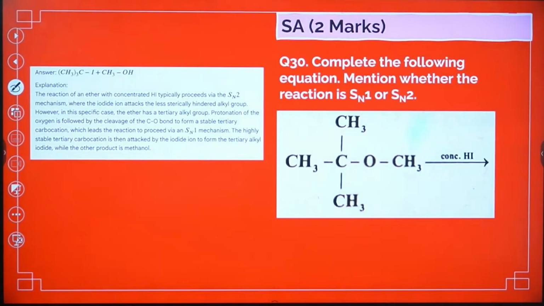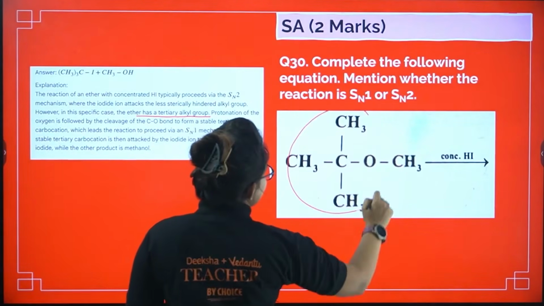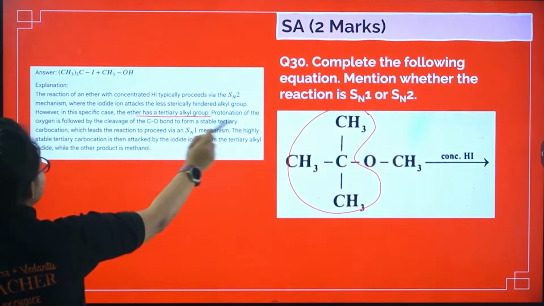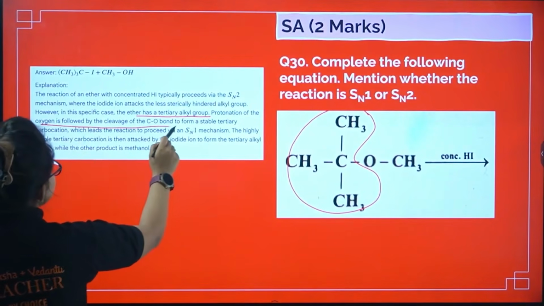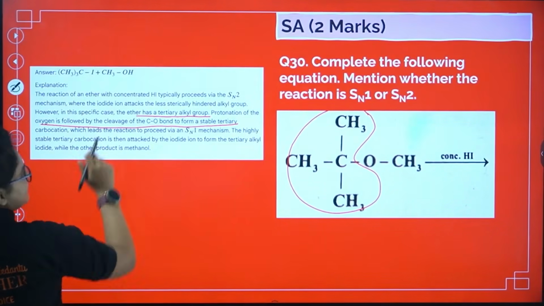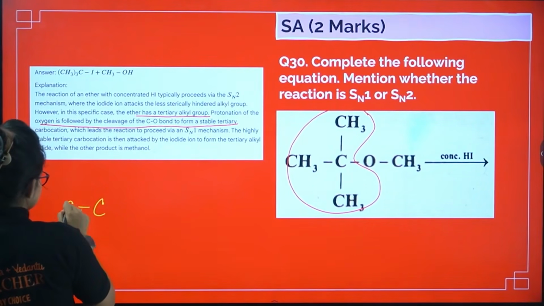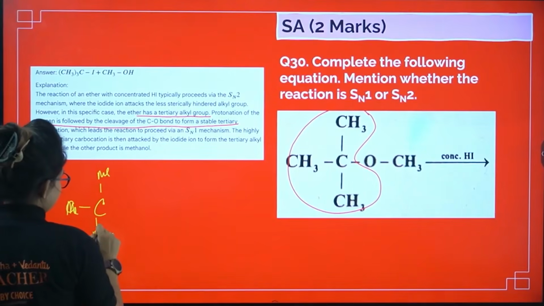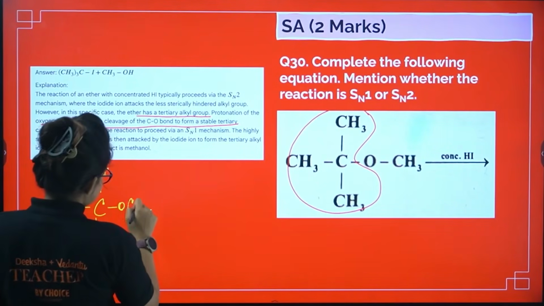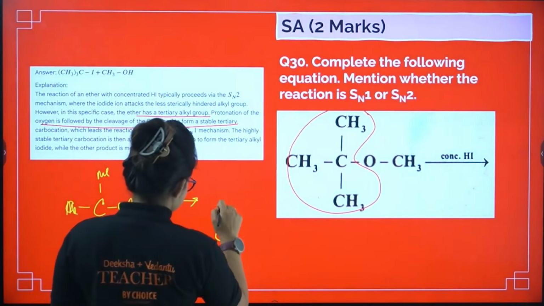Where iodide attacks the less sterically hindered alkyl group. But in this case, you can see the ether has a tertiary alkyl group. See, this tertiary alkyl unit is there, right? So protonation of the oxygen followed by cleavage of the C-O bond forms a stable carbocation. Let me show you the mechanism. For this case, what happens? First, OCH3, right? I am having H plus in my medium. So first protonation takes place.